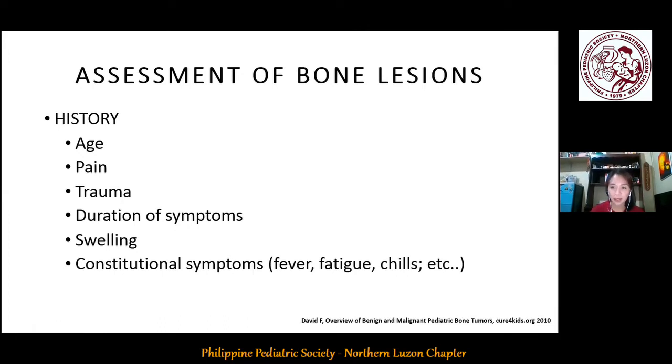So when we take the history, we should consider the age, the presence and absence of pain, the duration of pain. Patients may tell it's a very distinct kind of pain. Also, we should ask for history of trauma, how long the symptoms have lasted, whether there is swelling or an effusion adjacent to the lesion, or swelling related to a soft tissue mass. Is it a painful swelling or an asymptomatic swelling? And lastly, we should also ask for constitutional signs and symptoms.